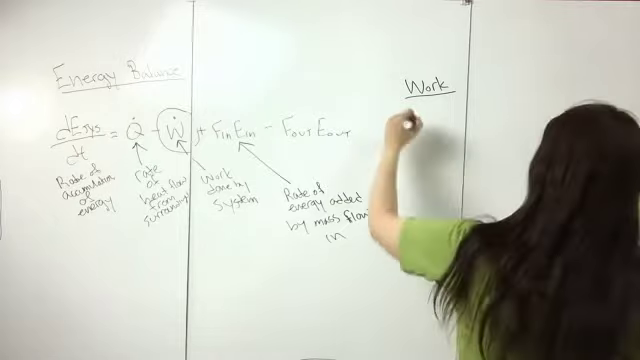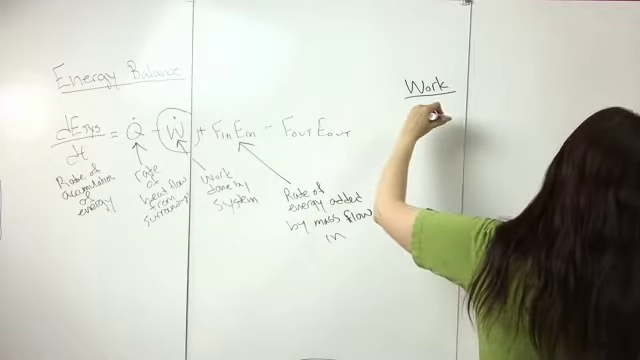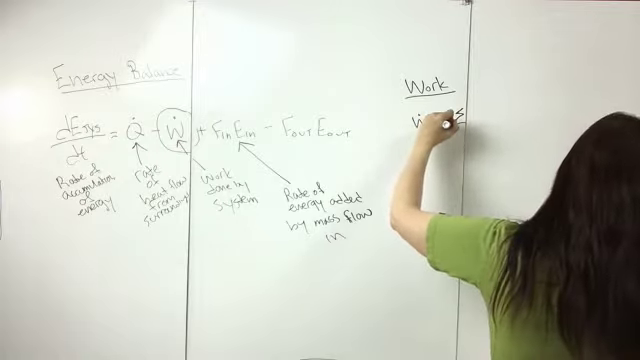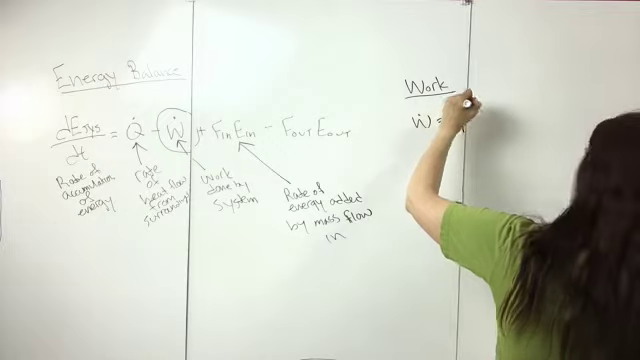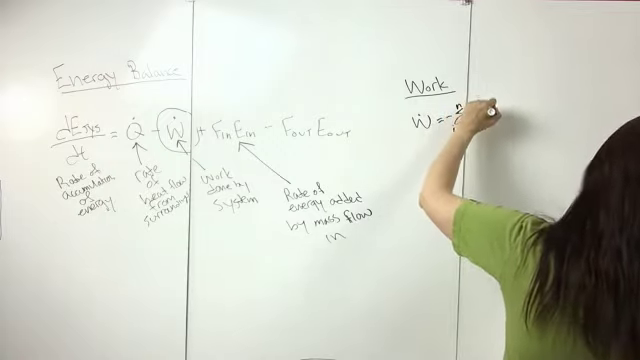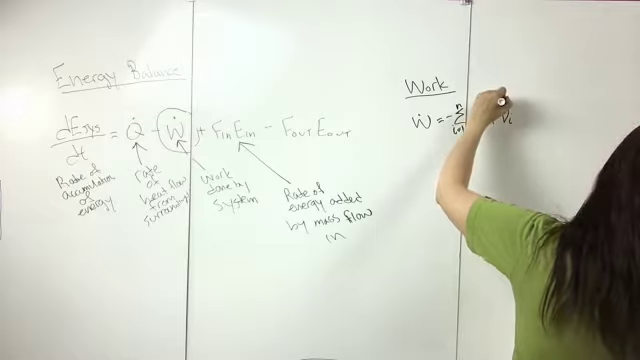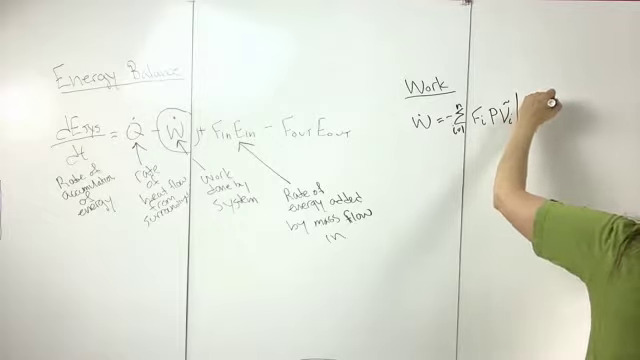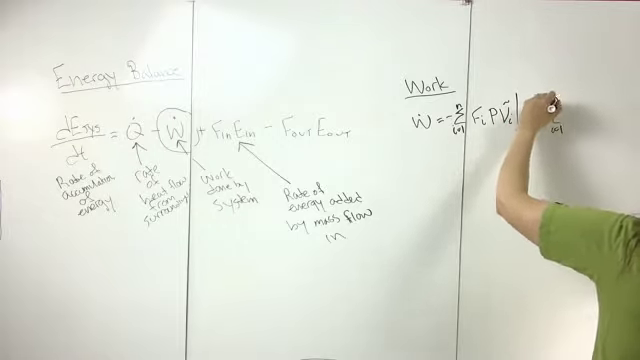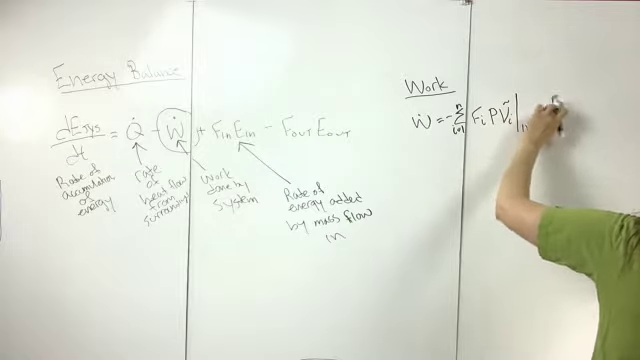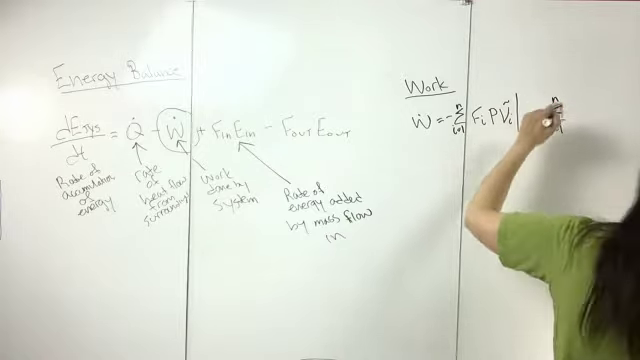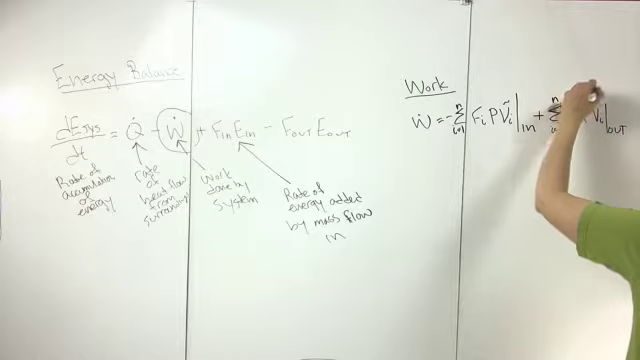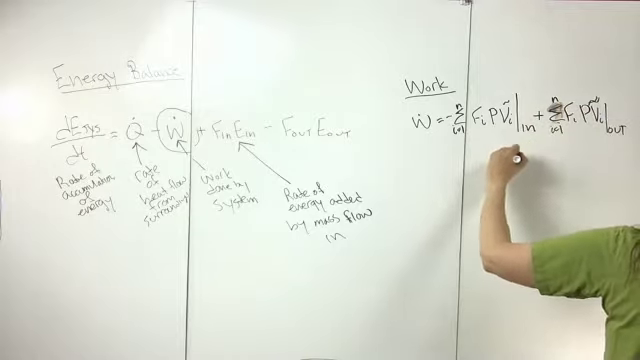And so for the work, first of all, we're going to assume that there's no shear stresses. So then this would equal minus the sum from i equals 1 to n of Fi P Vi in, plus the sum from i equals 1 to n of Fi P Vi, and this is out, and then plus shaft work.